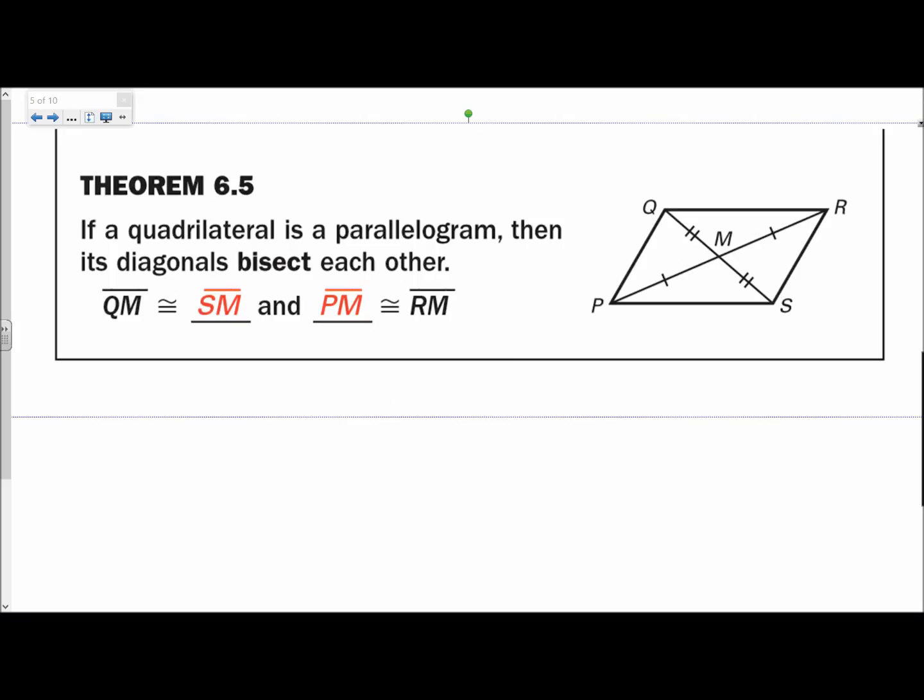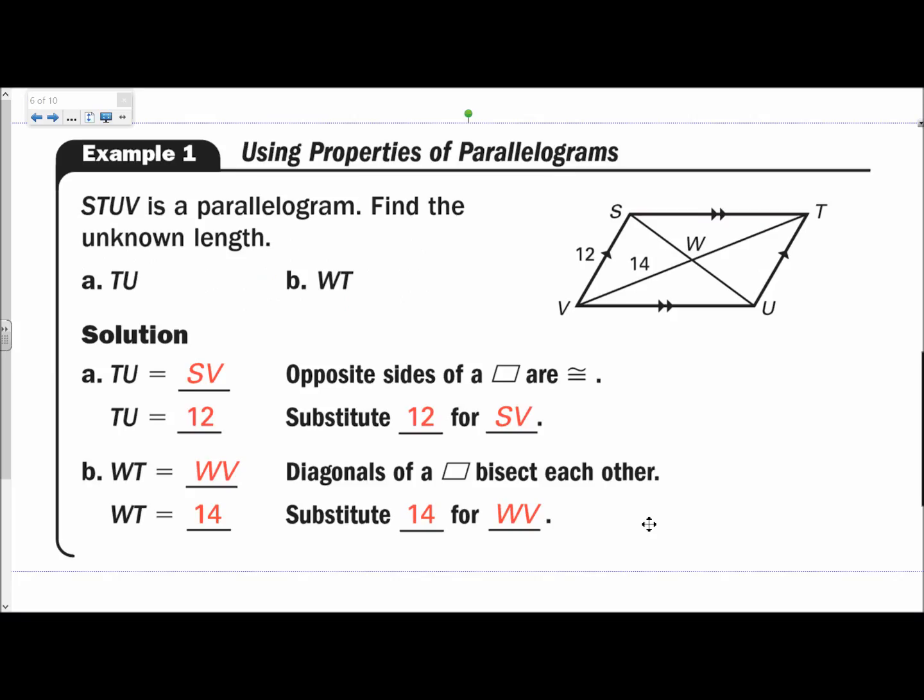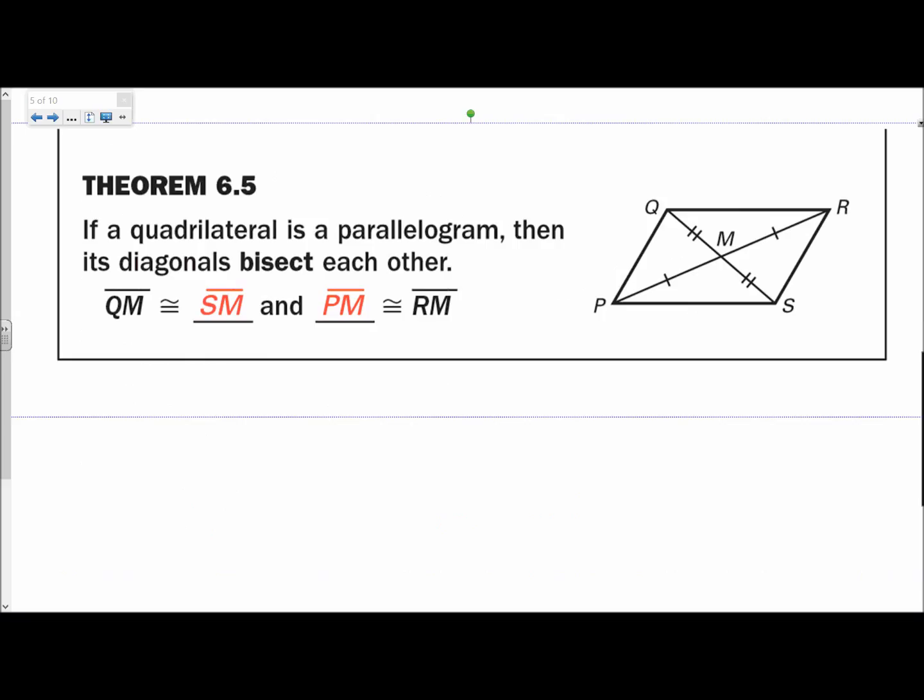And last theorem. I think it's the last one here. So theorem 6.5. If a quadrilateral is a parallelogram, then its diagonals bisect each other. Look at the diagonals that are drawn. And this goes for any parallelogram. To bisect means to chop right in half. If I bisect something, I chop it in half. So the diagonals of a parallelogram chop each other in half. See?